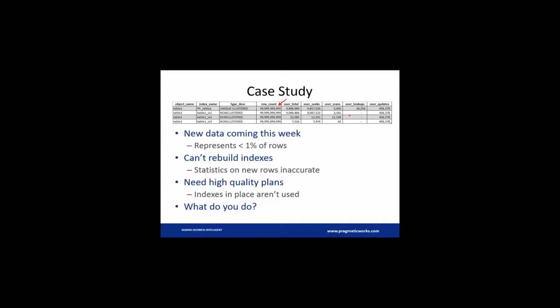And you may be seeing new data that comes in that represents maybe less than 1% of those rows. Maybe there's a rule, or because of downtime allowances, you can't ever rebuild your indexes. And you need to have high quality plans, and the indexes that are in place don't help with those new ad hoc reports that are coming in.